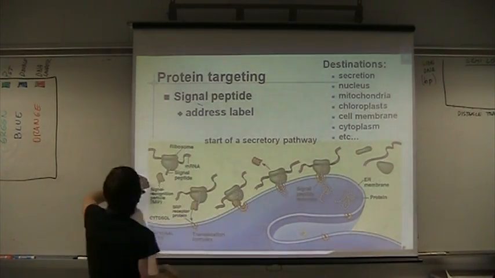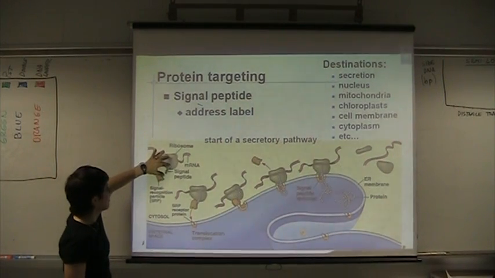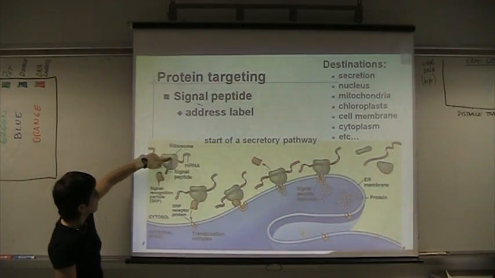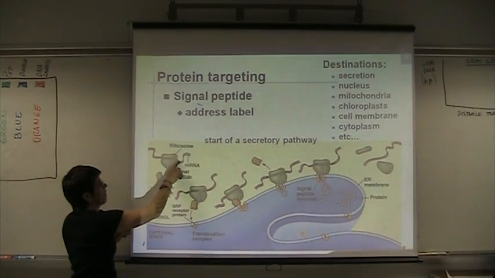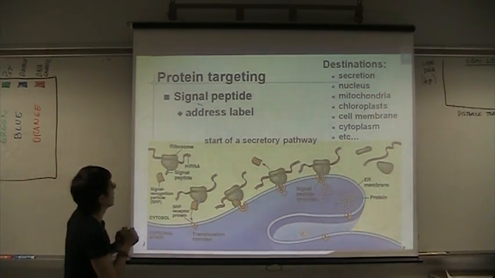So here is the interesting thing. At the very beginning, the first few amino acids of a polypeptide, as translation starts, here's your messenger RNA, here is the protein that is being made, polypeptide.